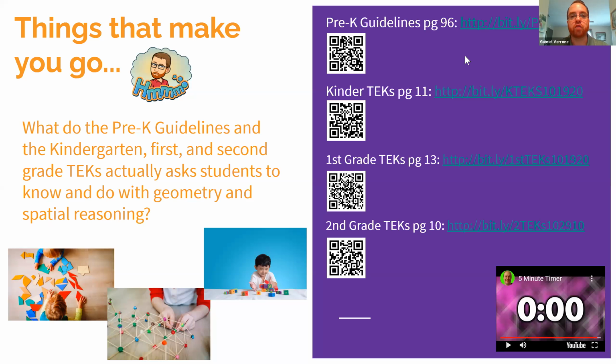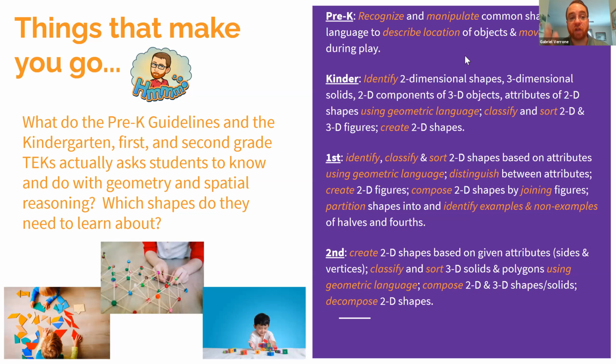So here's what I want you to look at. I kind of went ahead and summarized, right? But there's a lot of information on this slide, okay? But go ahead and talk to me about, and you can use this as a cheat sheet, what were some of the common verbs? What were some of the common things that we're asking students to do with geometry and spatial reasoning, regardless of grade level?